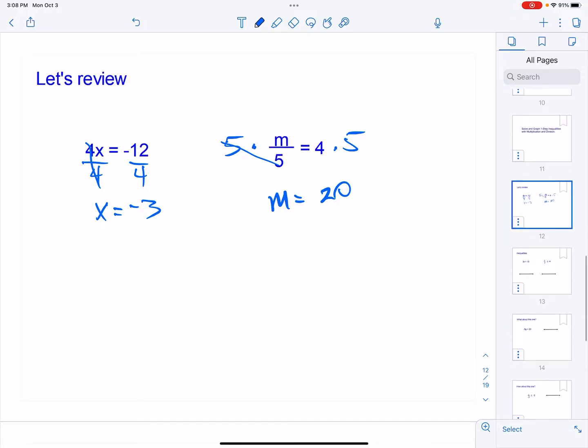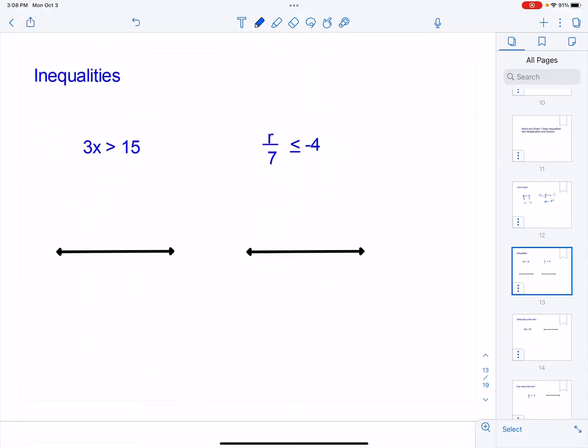Now, those are the only two solutions to those problems. Well, in an inequality statement, you're going to have multiple solutions, but you'll do the same exact thing. There's only one minor difference. We'll talk about that in just a moment.